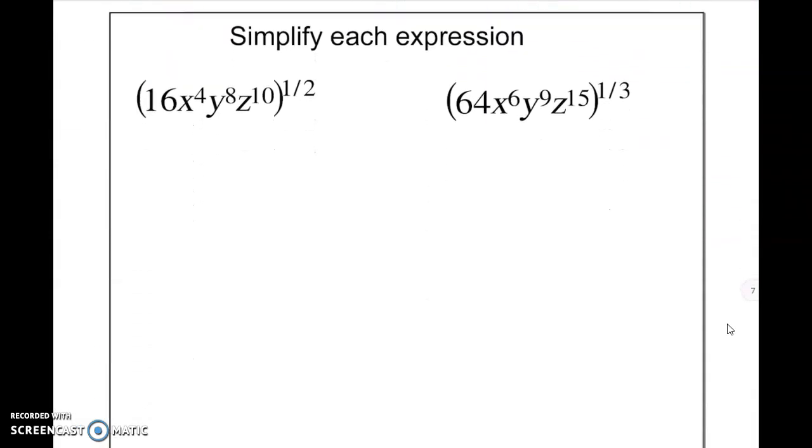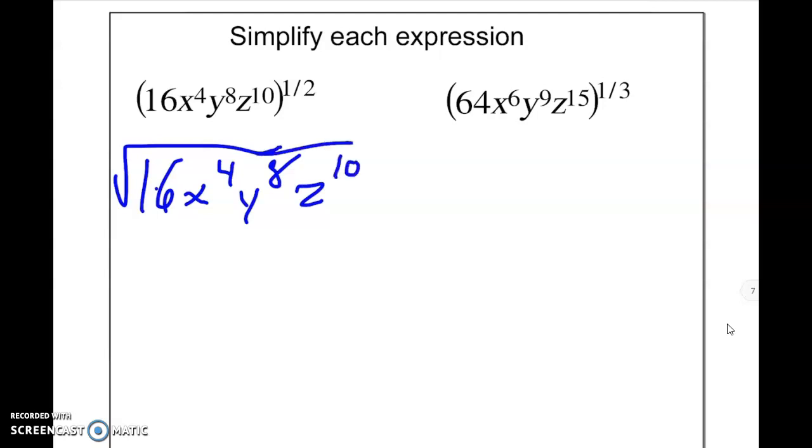Okay, all right, simplify, here we go. Again, 1/2 really means square root. So again, if you're not sure, convert it. If you are sure, you can go ahead and write what you got to write. So I'm okay with either. It doesn't really matter to me. All right, so as I'm going through this, the square root of 16 is 4. Divide the exponents by 2.